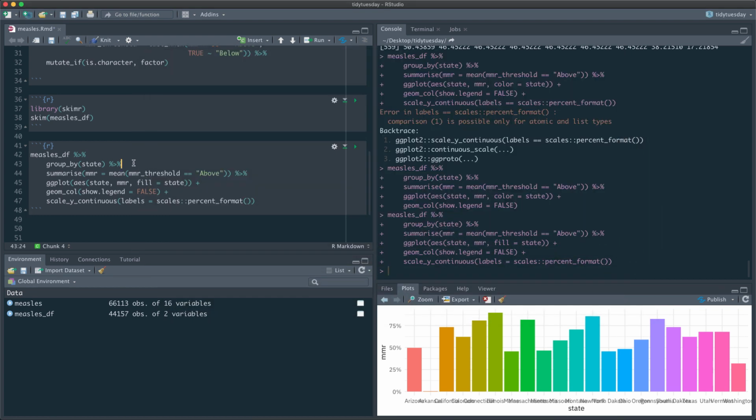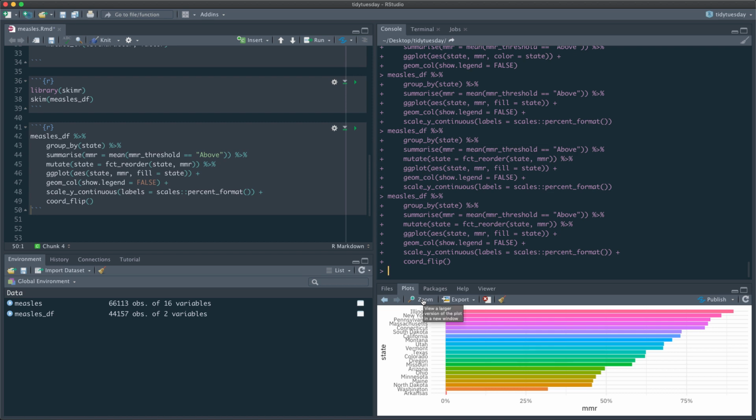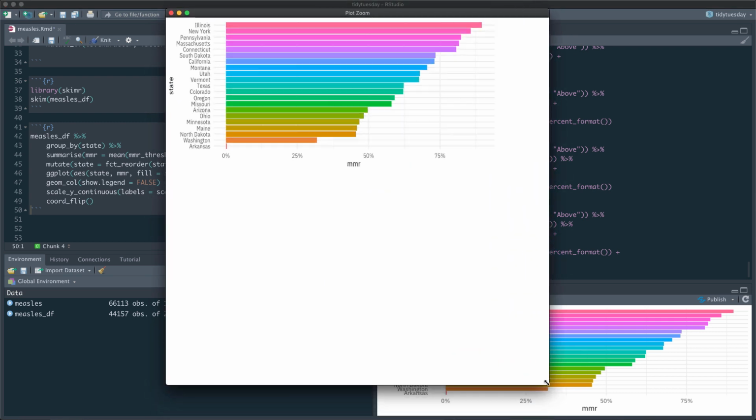Let's put these in, they're in alphabetical order right now. Let's use fct_reorder to put them in order of what proportion of the schools are above the threshold, and let's flip it so that we can read some of those levels there.